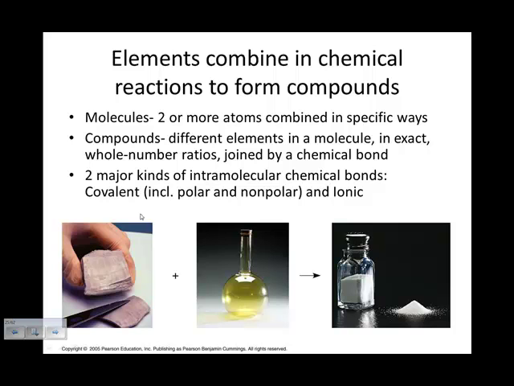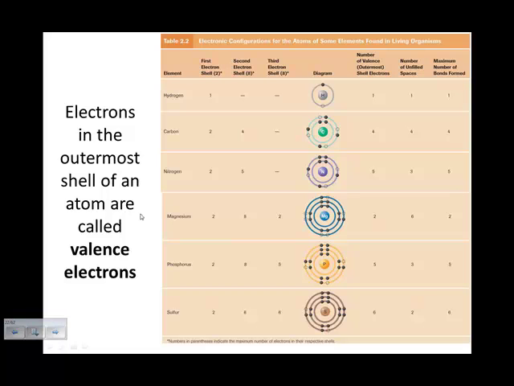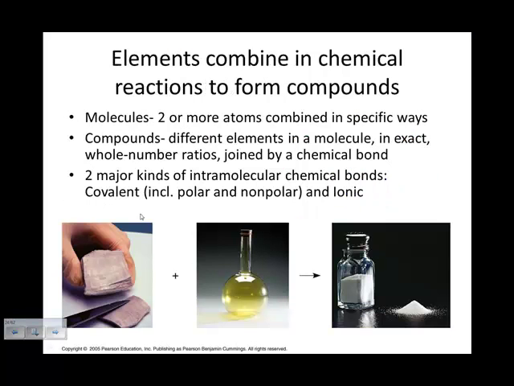So elements combine in chemical reactions to form compounds. The take-home message about valence electrons is that atoms are stable when their outermost electron shells are filled. And if they are not filled, atoms will seek to fill them by creating deals or partnerships with other atoms in order that both atoms have stable, full outer shells. Okay? That is what causes elements to combine in chemical reactions to form compounds.